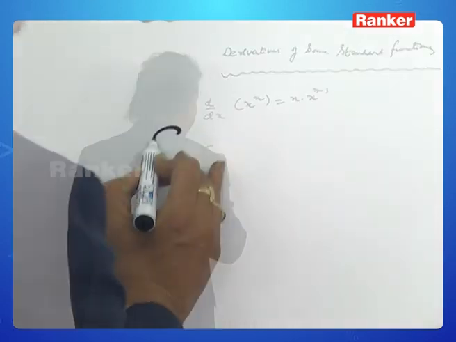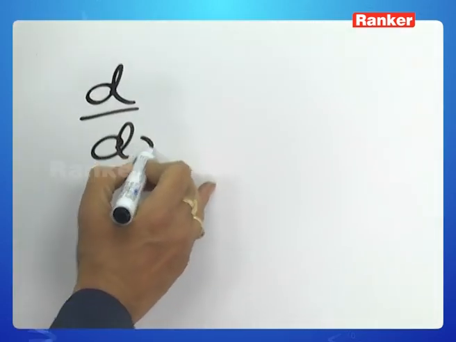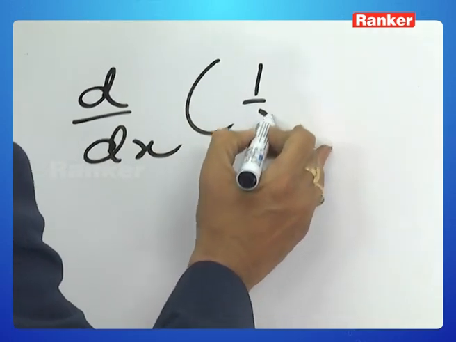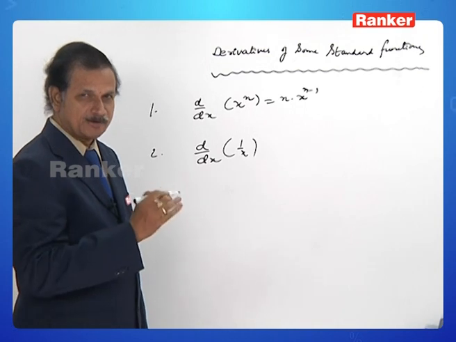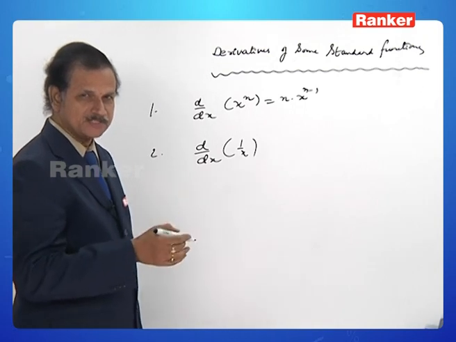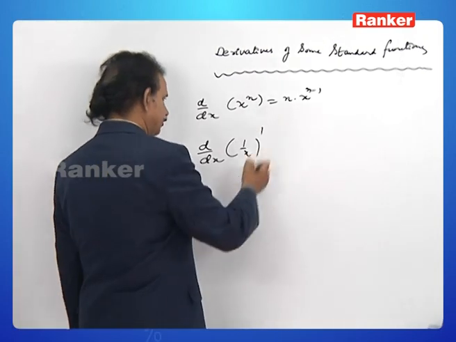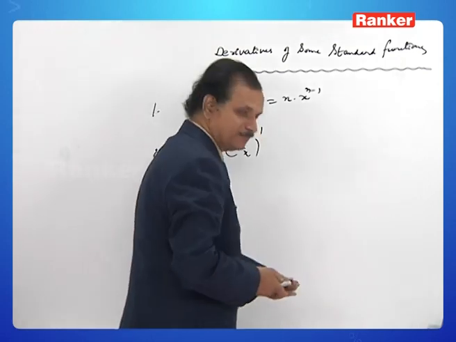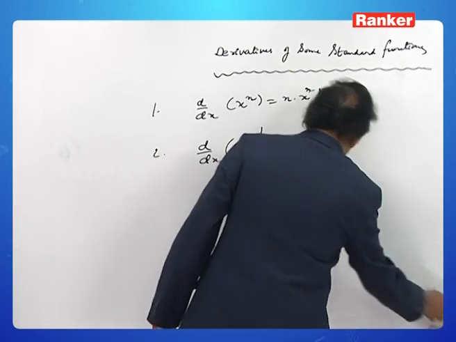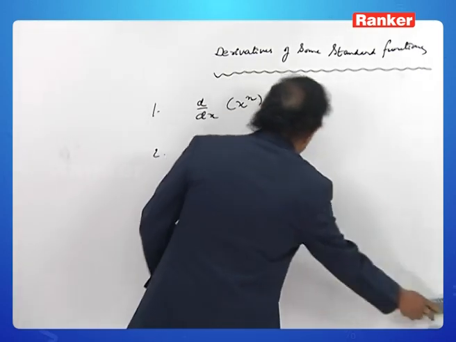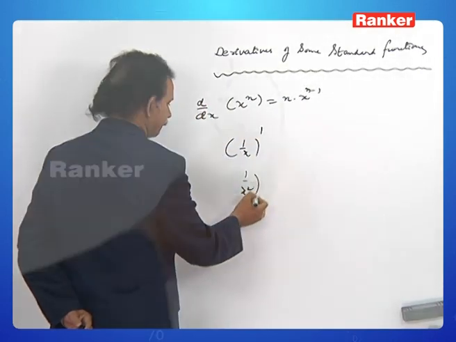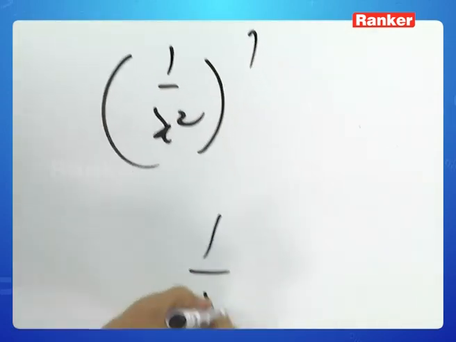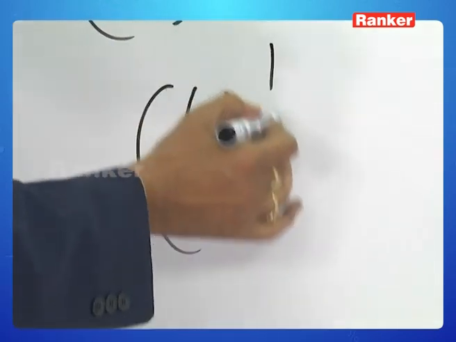Next one, d by dx of 1 by x. Moreover, we could have forgotten one particular style of representing a derivative. If you simply put a dash over that, it's nothing but the derivative of that, isn't it? 1 by x whole dash, 1 by x square whole dash, 1 by x cube whole dash, like that.